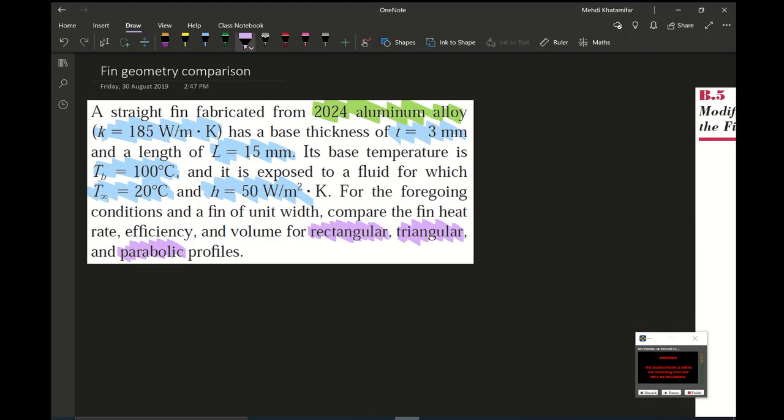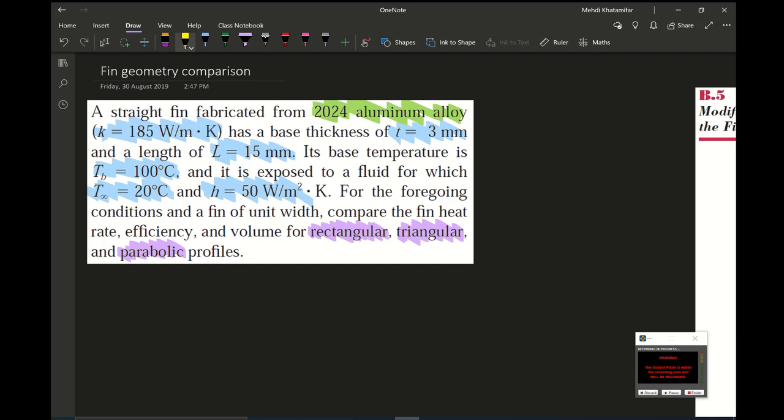One way is going to be designing all those fins and changing the geometry in a way that they'll have the same volume or mass, and then compare with each other. Another way is the way I'm going to do it. Let's see what my procedure is.